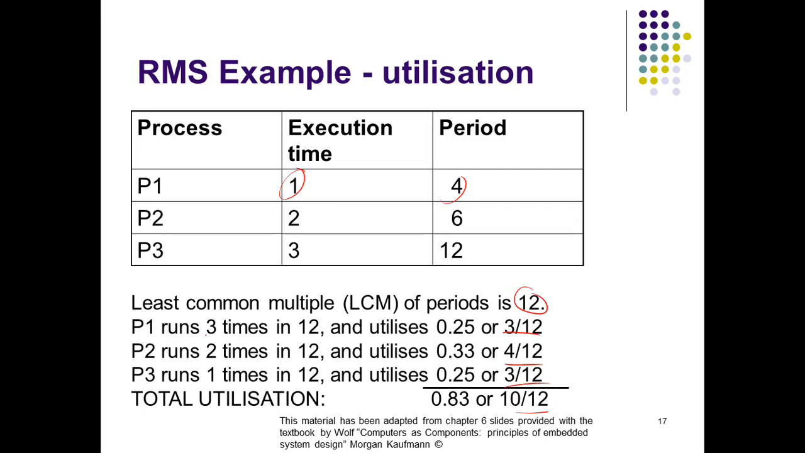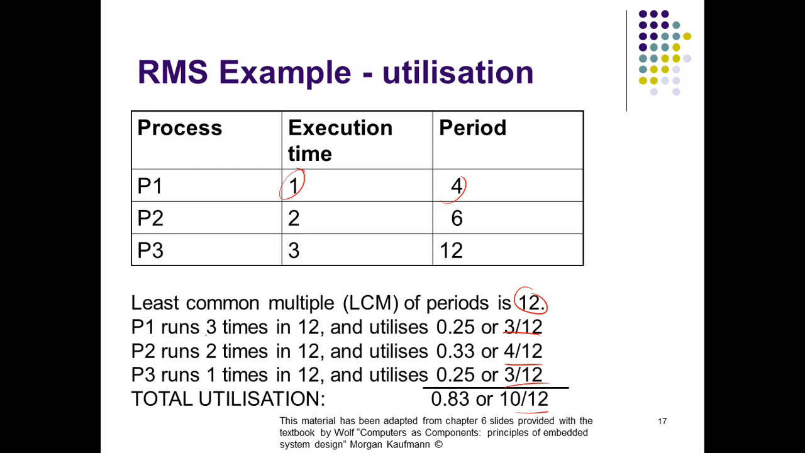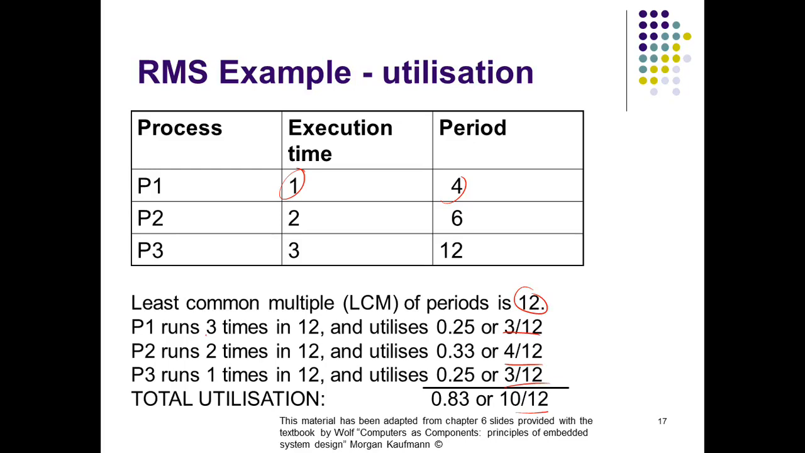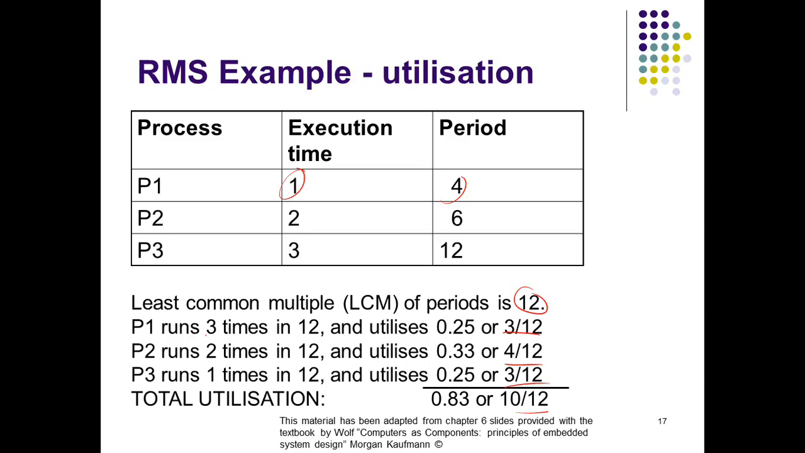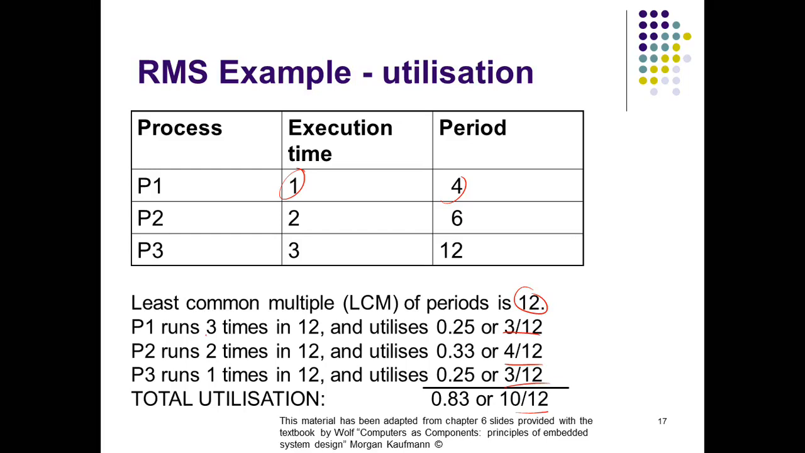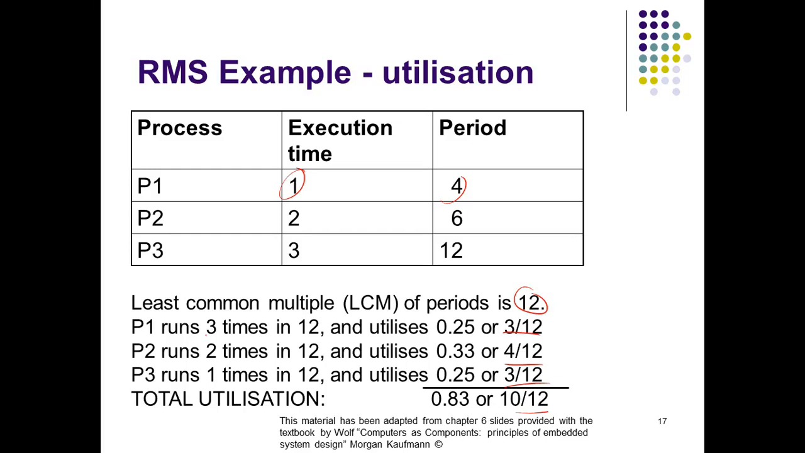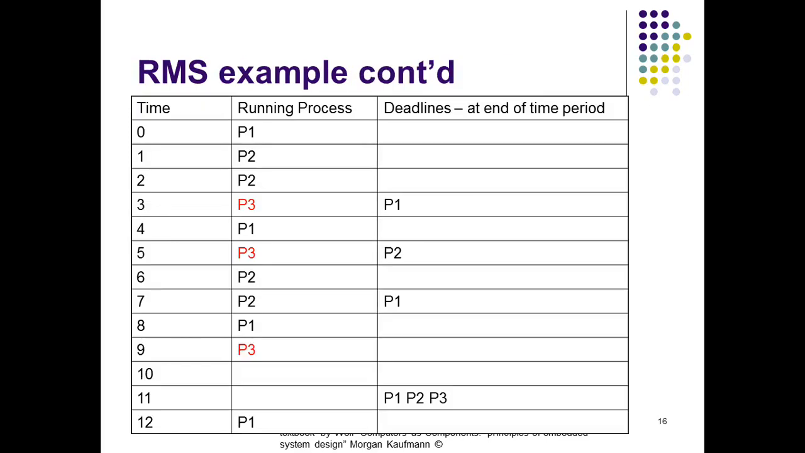I told you that if I have 69% utilization, I'm guaranteed to meet all deadlines. But I have 83% utilization. So, am I going to meet all deadlines? No. Who says no? Two people say no, I'm not going to meet all deadlines with 83% utilization. Does everyone else say yes? Everyone else should say yes, because I just showed you how we can meet all deadlines.